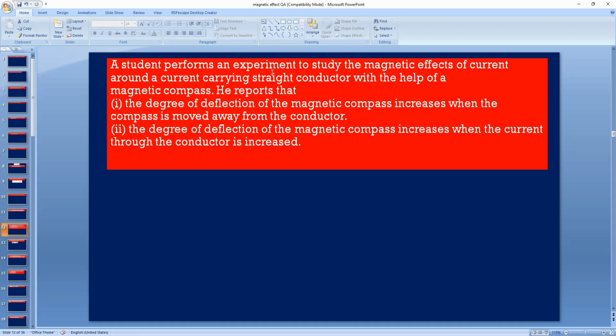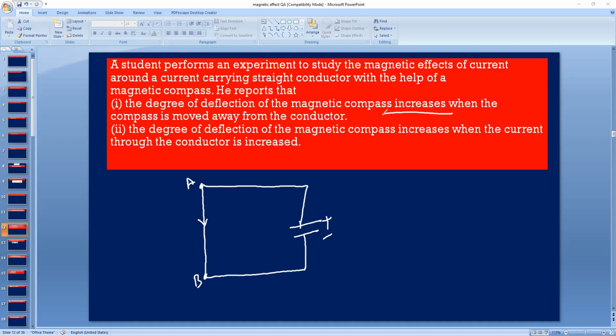Now, a student performed with a current carrying conductor in a straight line. Just now we have discussed, AB is a copper wire. We have connected it to a battery. Once we connect the battery terminals, obviously current is flowing from point A to point B. Now, the first one: the degree of deflection of a magnetic compass increases when the compass is moved away from the conductor.